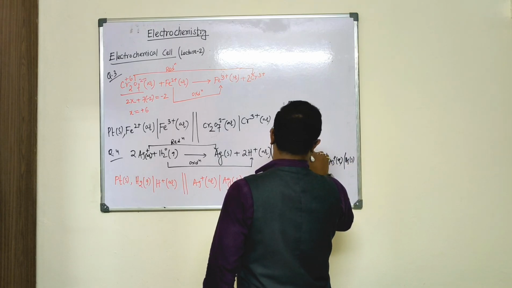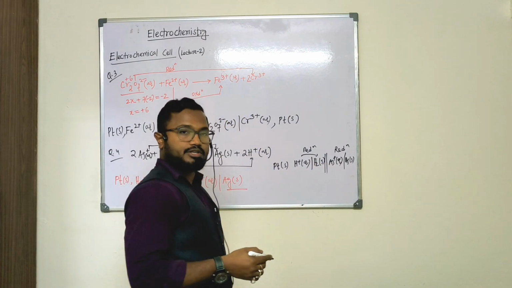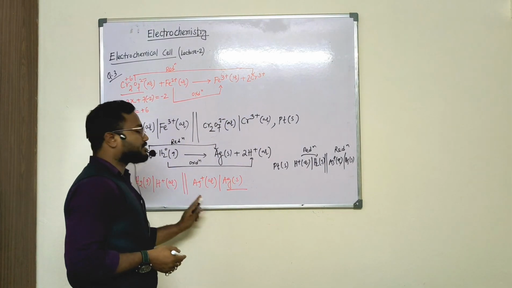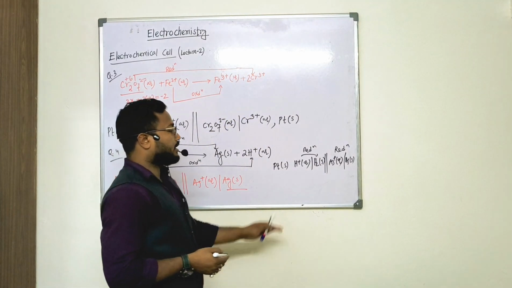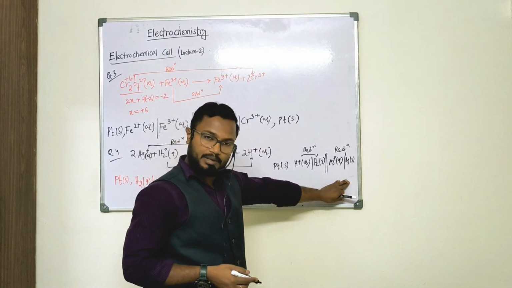Here what is happening? Reduction. So this is the type of cell known as a reduction cell. This type of cell is an oxidation reduction cell. Here we are representing both in reduction format. This can also be represented.